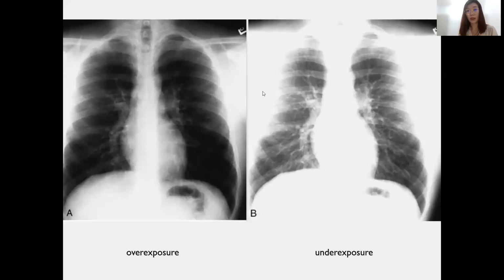So next we have to assess the X-ray, whether it's a good exposure or underexposure. These are examples showing overexposure, where you can see the lung field is very dark. So from here we might miss some lesions. Then the other one, underexposure, will be very bright. We also might miss some lesions hiding at the periphery of the view.